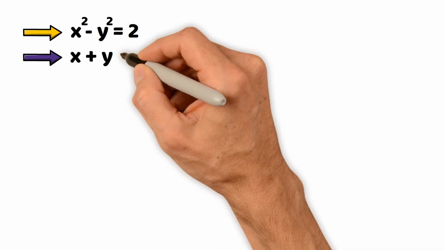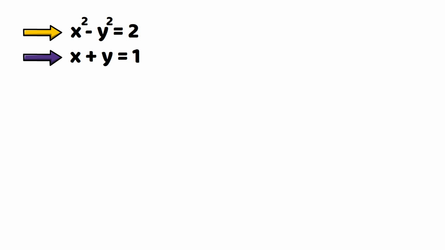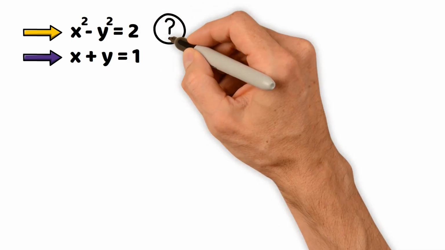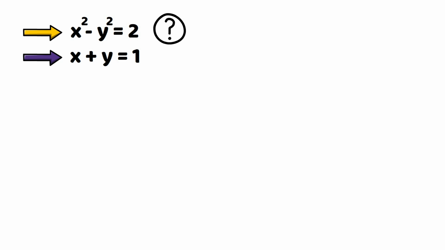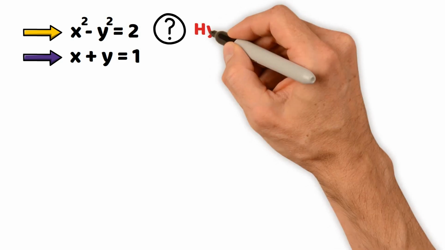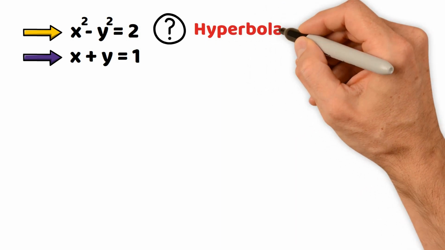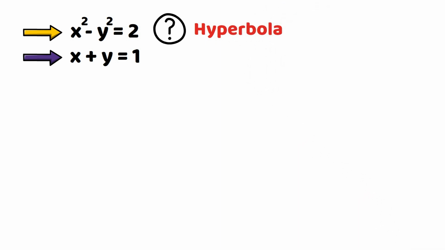Let's solve x squared minus y squared equals 2, and x plus y equals 1. You may be wondering what kind of curve x squared minus y squared equals 2 is. It doesn't matter, because we can still solve these equations algebraically. It turns out it's a hyperbola, something that we haven't covered in this course, and we won't cover it in this course. It doesn't matter what the graph actually looks like, the procedure is the same.